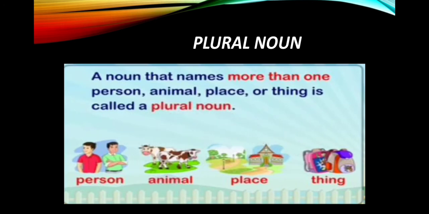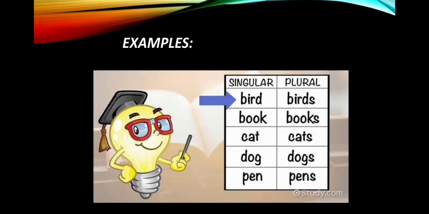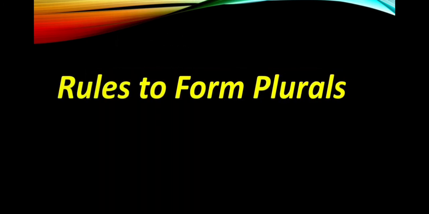A noun that names more than one person, animal, place or thing is called a plural noun. Plural means many. So we can say that nouns that mean many are called plural noun. Now let's see some examples related to this. Bird, birds. Book, books. Cat, cats. Dog, dogs. Pen, pens.